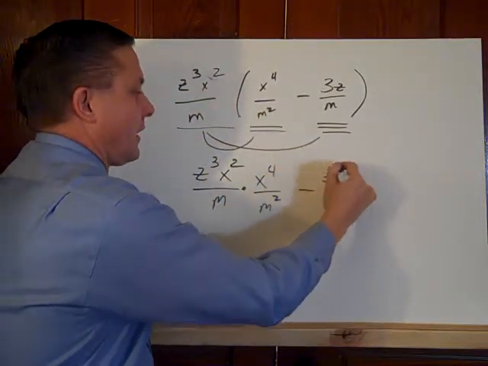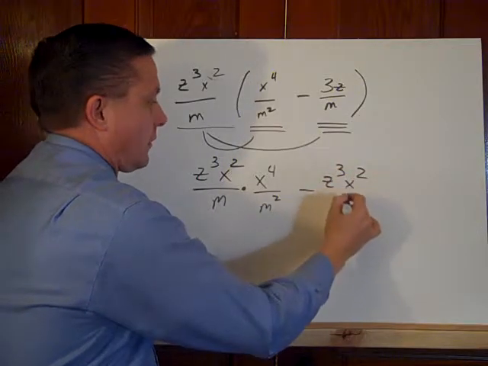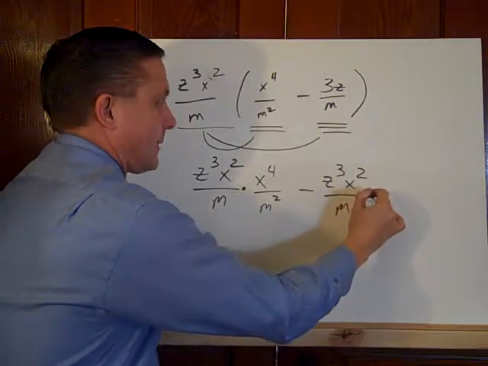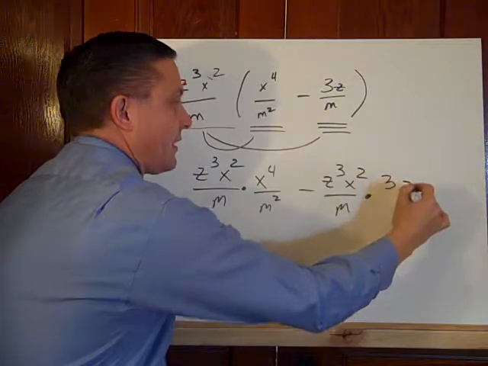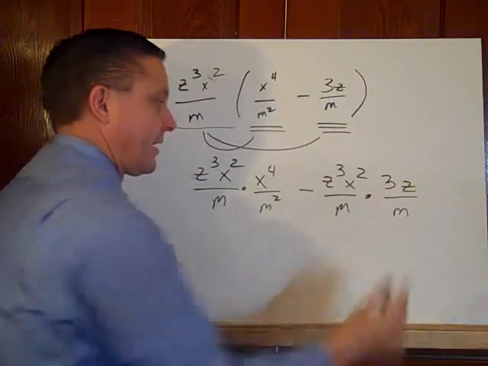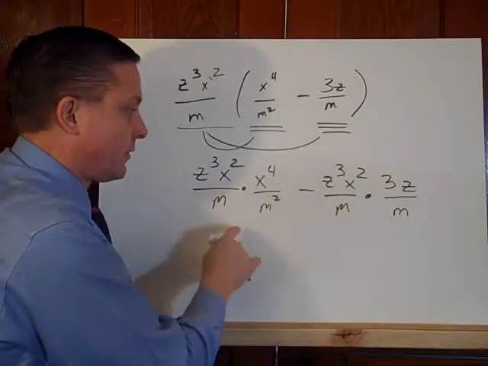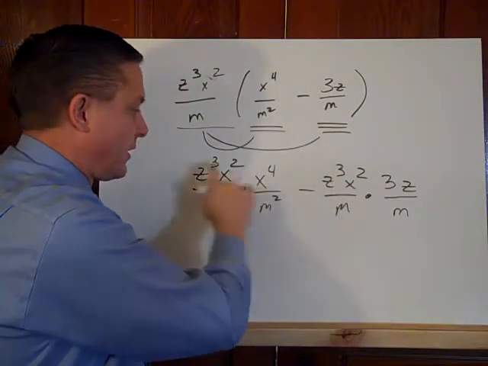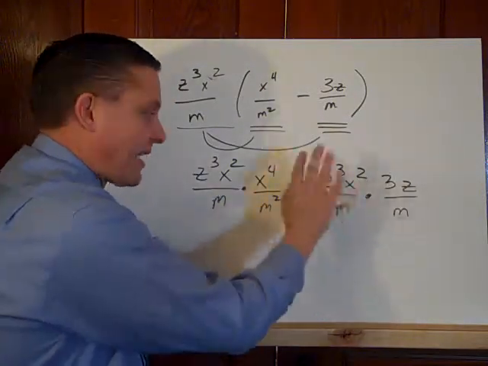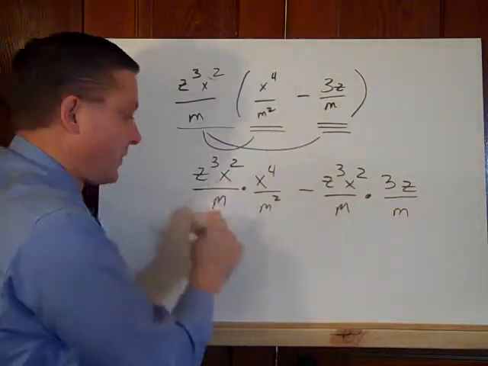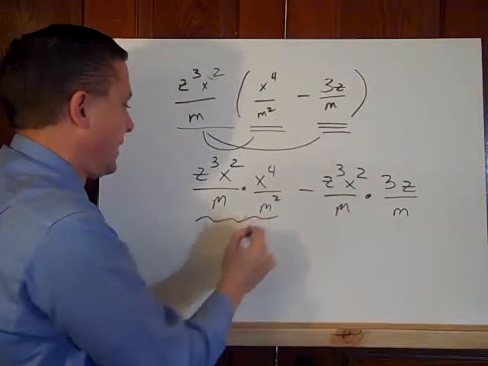z cubed x squared over m times 3z over m. Now, we can't cancel this m and m over here, or this z. It has to be one side then the other. So we're going to start with this term.